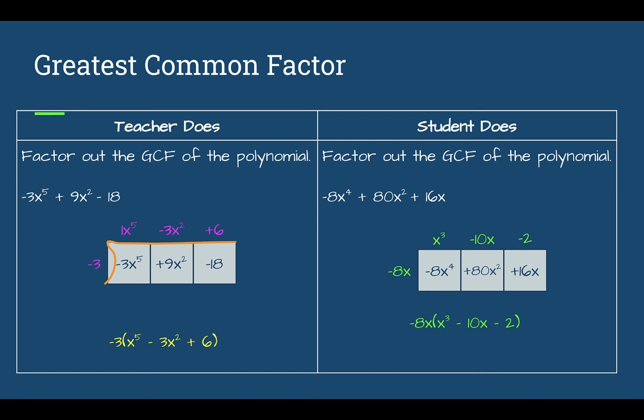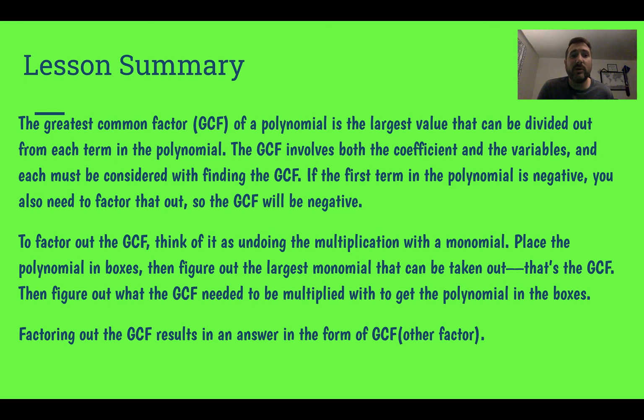In this lesson, we learned about the greatest common factor, or GCF, of a polynomial. It's the largest value that you can divide out of each term, and it includes both the coefficients and the variables. And you need to think about both when you're finding the GCF. You might be able to divide by a number, but not a variable. You might be able to divide by a variable, but not a number. Or you might be able to divide by both.